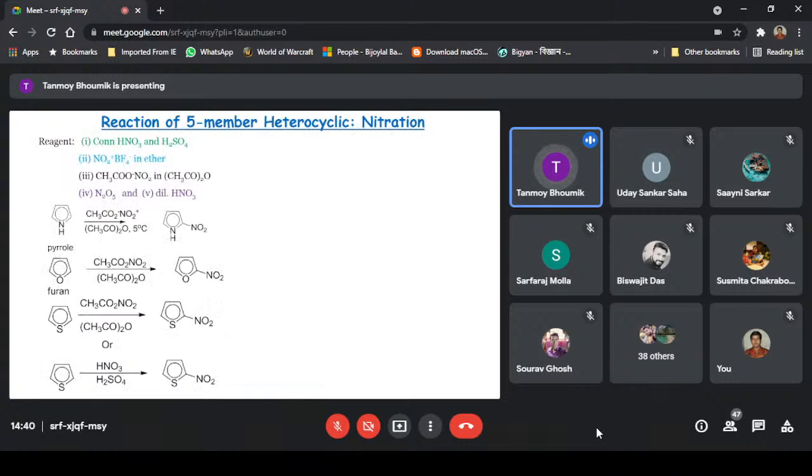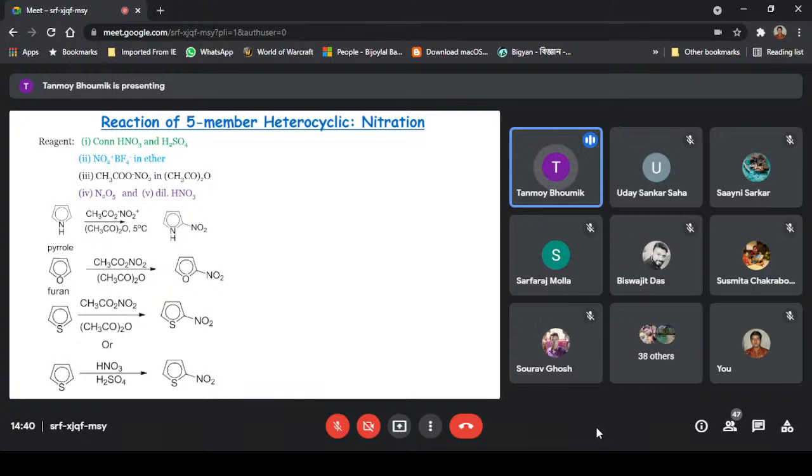This is from the iodofuran. There is another type of reaction, that is the nitration reaction. Nitration can be done with the mixed acid, or concentrated nitric acid with H2SO4. In such a way, there are different kinds of reagents used for the nitration of the 5-member heterocyclic ring.